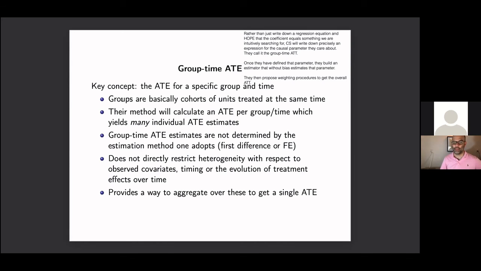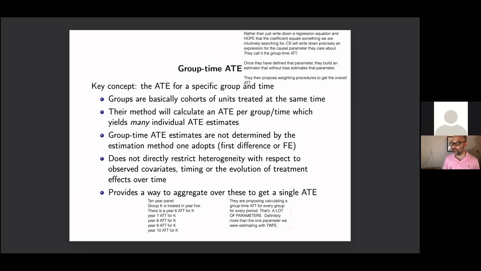So what is the group time ATT? Groups, cohorts of units treated at the same time. They're going to calculate an ATT per period. So let's say, again, it's a 10-year panel. Group K is treated in year 5. There is a year 6 ATT for K. There's a year 7 ATT for K. There's a year 8 ATT for K. There's a year 9 ATT for K. There's a year 10 ATT for K. Okay. They are proposing calculating a group time ATT for every group for every period. That's a lot of parameters. Definitely more than the one parameter we were estimating with two-way fixed effects, right? So it's definitely more than that.